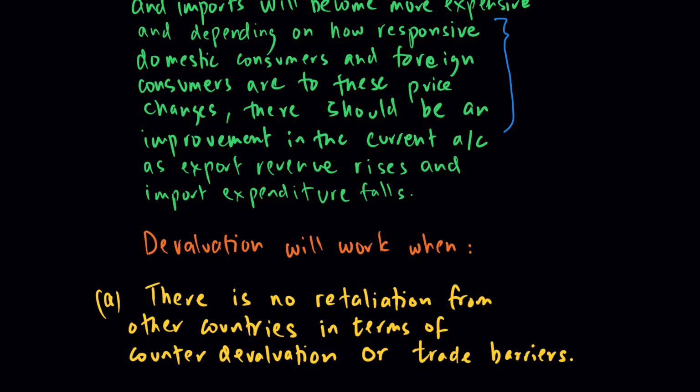Or let's say Pakistan decides to devalue its currency, and Sri Lanka decides to put a trade barrier like a quota or a tariff. If that happens, that's a problem. Why? Because we make our good cheaper by making our exchange rate fall, but at the same time another country puts a tariff on us and makes our price go back to the same level. So there should not be any counter devaluation or trade barrier which results in prices not changing ultimately.